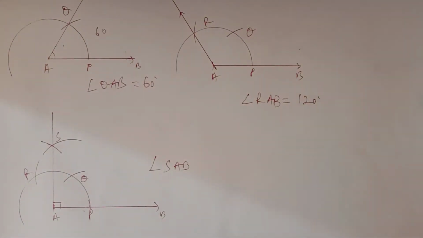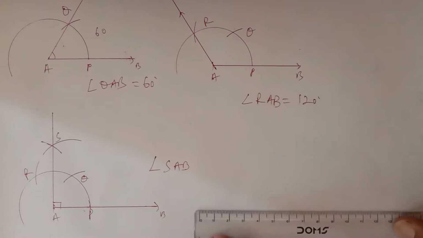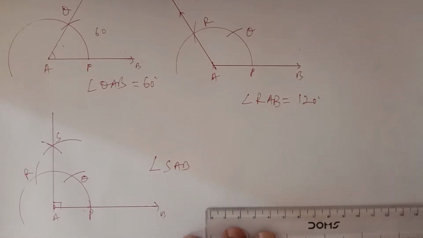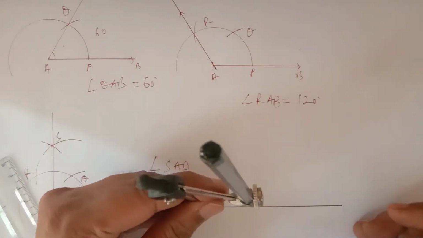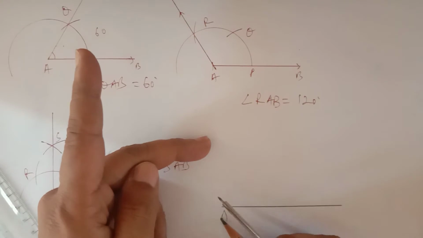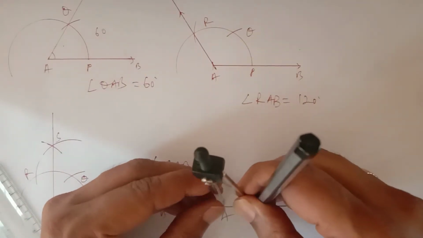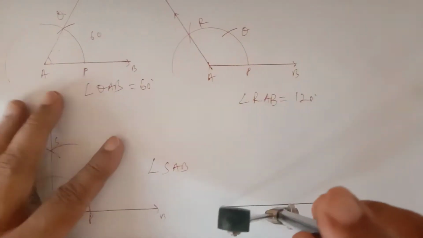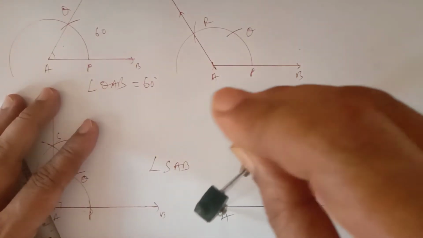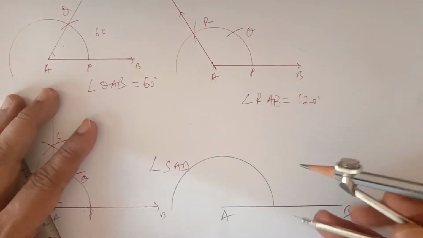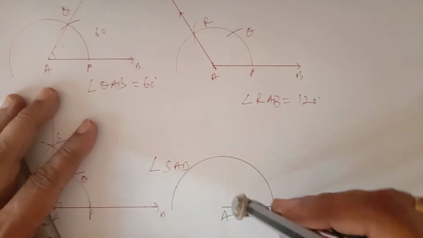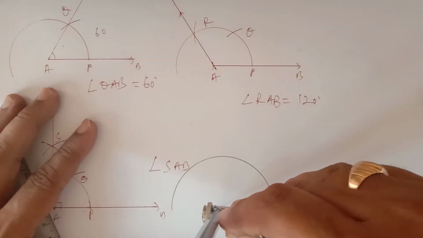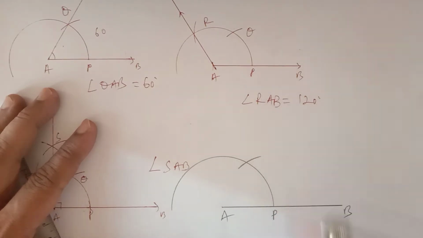So first of all, we draw an angle. Let us call it A and B. With A as a center and suitable radius, you draw a semicircle like this. Let us call this point P. With P as a center and the same radius, you draw an arc on this semicircle. You know this is the 60-degree angle.